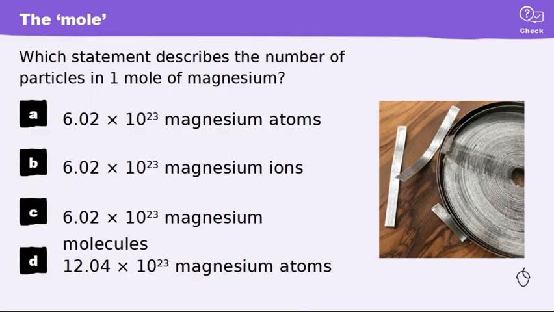Okay, so let's see what we understand about moles so far. Which statement describes the number of particles in 1 mole of magnesium? If you said A, you're absolutely correct. 6.02 times 10 to the 23 is a mole of magnesium atoms.